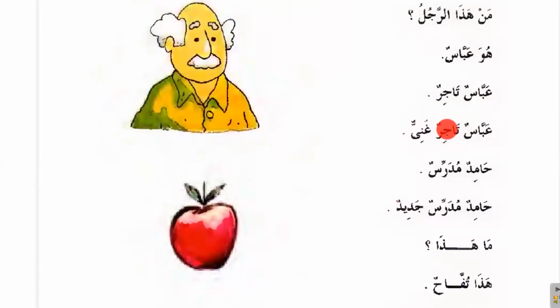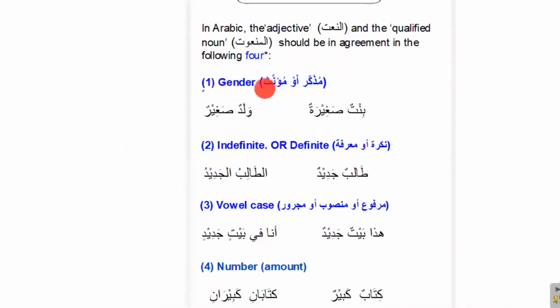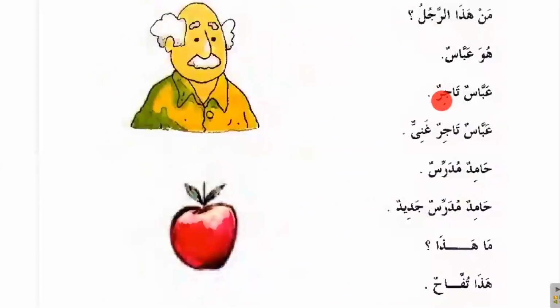That is what I'm saying: they followed each other in all four rules. Observe these four rules, please. Take note of them very, very well. These four rules will apply a lot. So here, tajirun ghaniyun, a rich merchant. Ghaniyun means rich. Tajirun means a merchant or a trader. So he's a rich trader or a rich merchant.